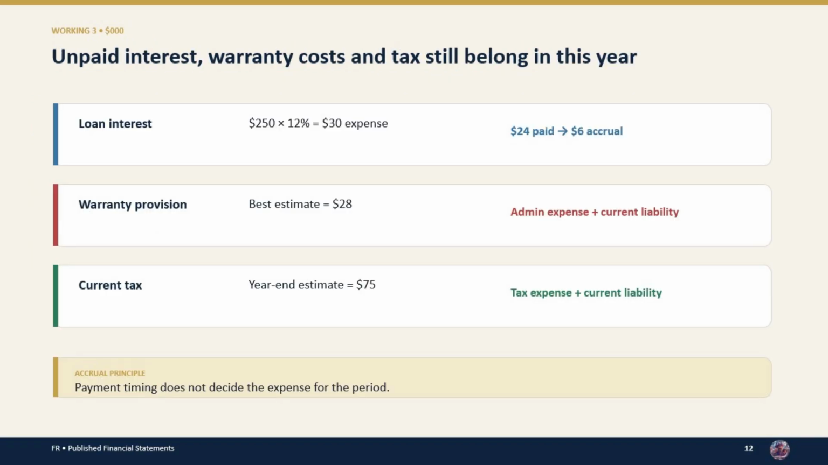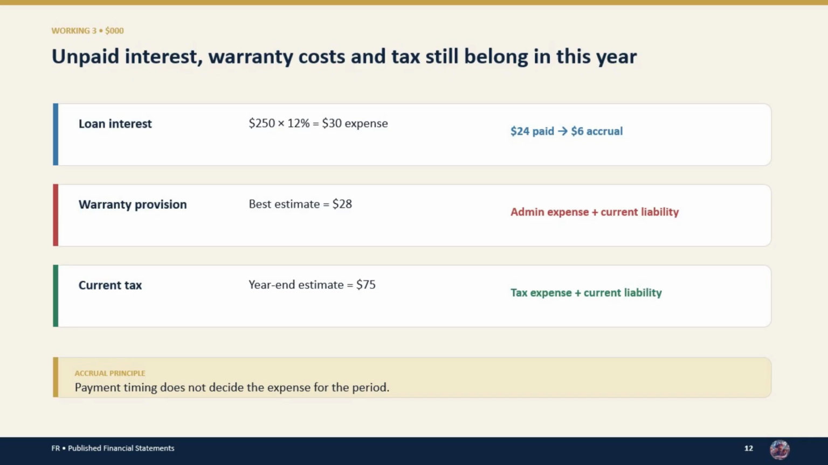The loan is $250 at 12%, so the full finance cost is $30. Aurora paid $24, leaving a $6 accrual. The warranty best estimate is $28. In this case, it is an administrative expense and current provision. Current tax is $75, producing tax expense and a payable.